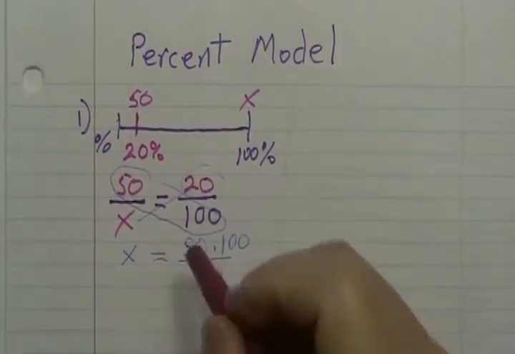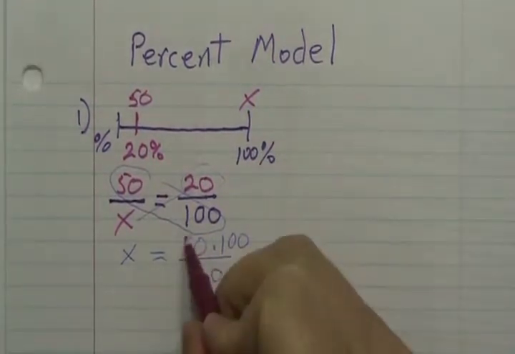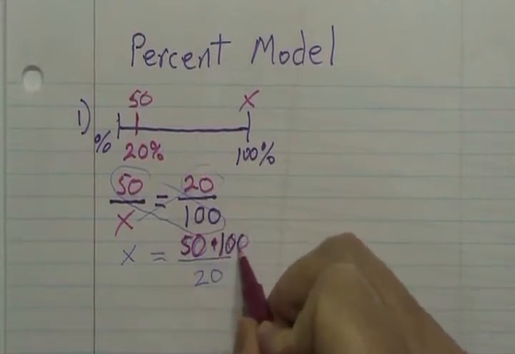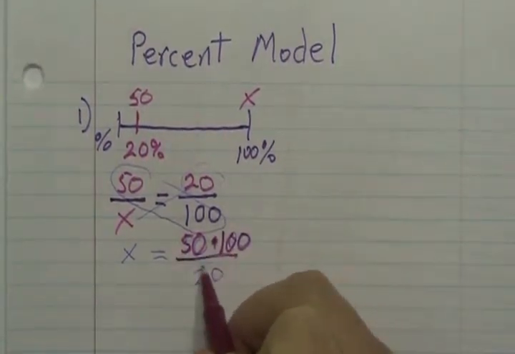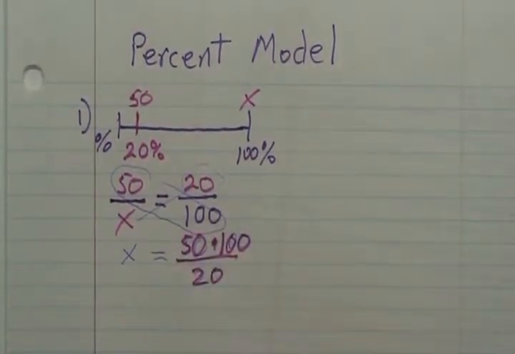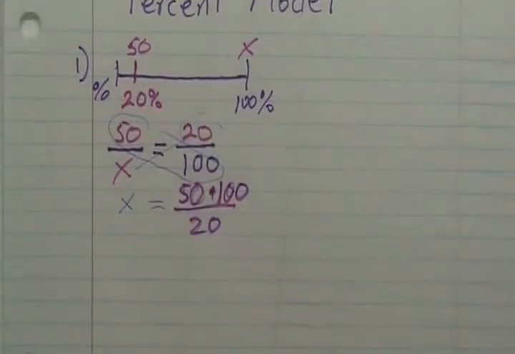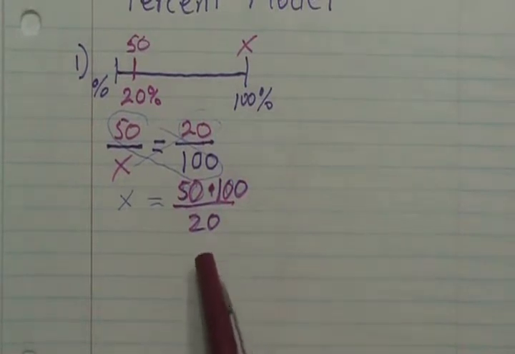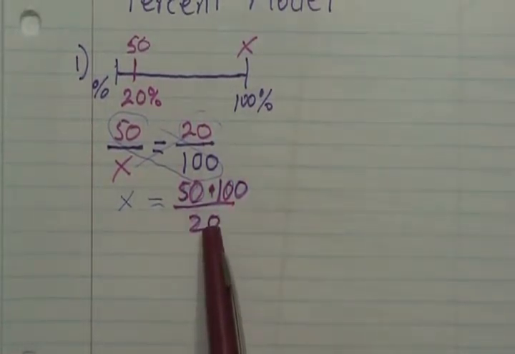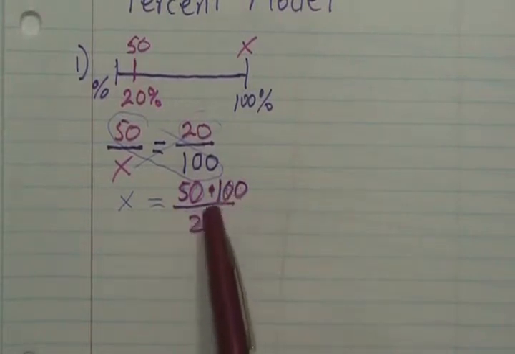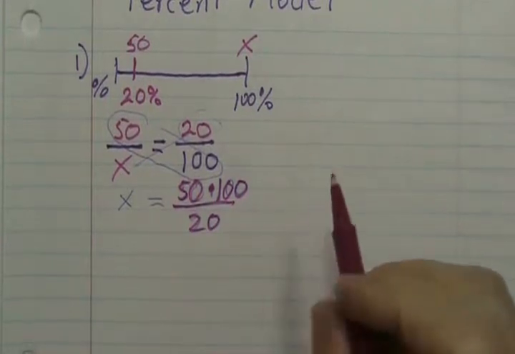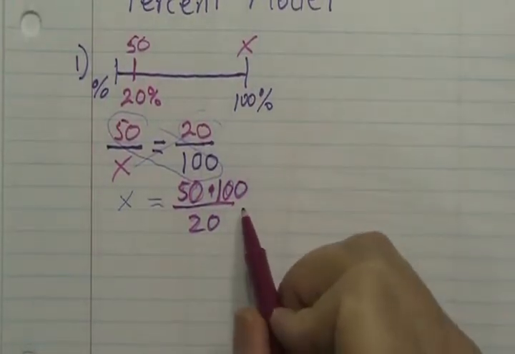That may be kind of hard to see, but it's 50. And I'm going to put a dot for times in the center. Those are your numbers, and then you would just take a calculator and do that. I think I can do it mentally here. 20 goes into 100 5 times. 5 times 50. I think the answer is 250.